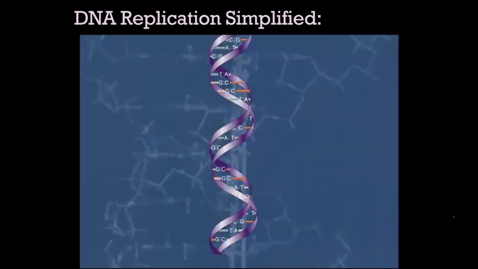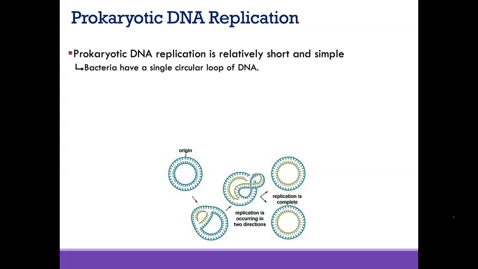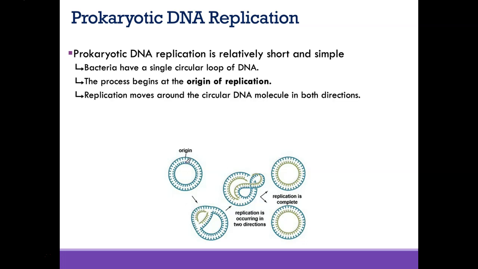So hopefully that gave you a brief overview of what we're going to be talking about in more detail. Before we talk about eukaryotic DNA replication, let's really quickly go over prokaryotic DNA replication. It's pretty short and simple. Bacteria each have a circular chromosome, a single chromosome of DNA, and the process begins at a specific location called the origin of replication. At that origin, replication moves in both directions.